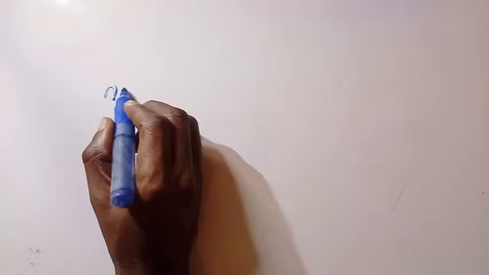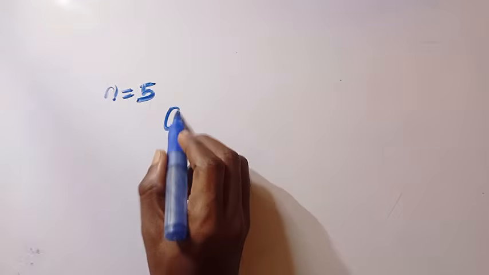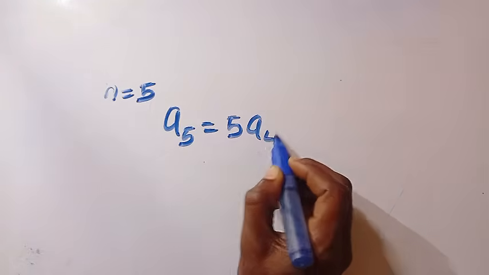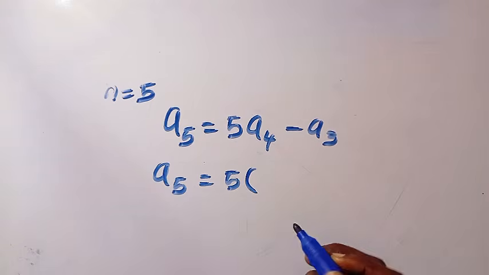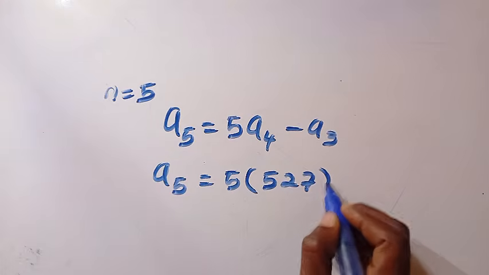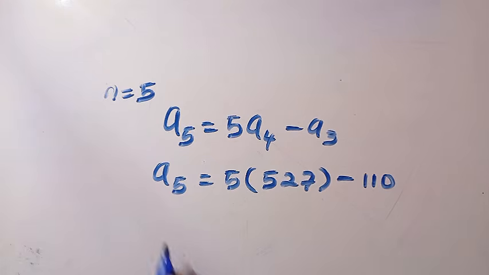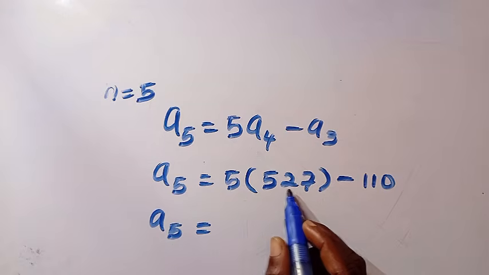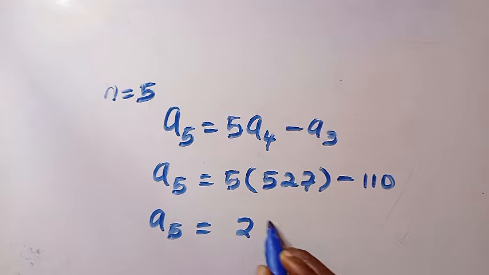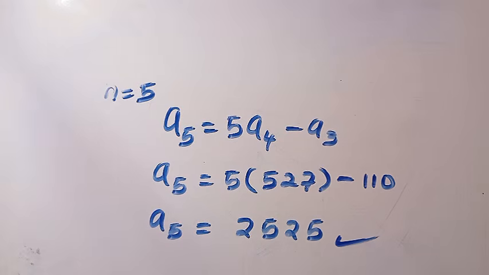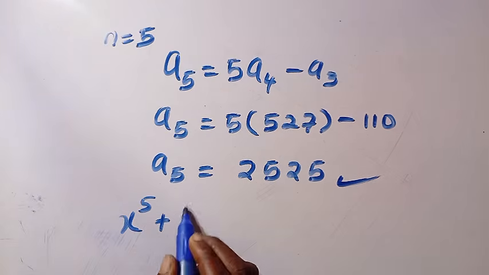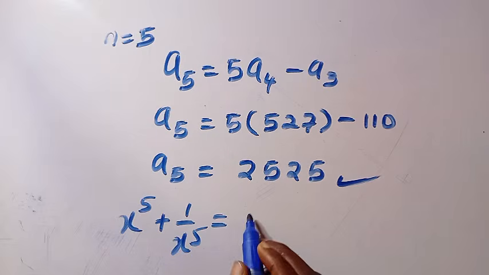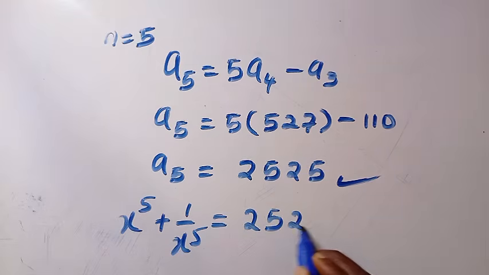For n equals 5, we have a5 equals 5 a4 minus a3. Here a5 equals 5 times 527 minus 110, which gives us 2525. So this is the value of a5. Don't forget that a5 here is x raised to the power 5 plus 1 over x raised to the power 5, so this is 2525.